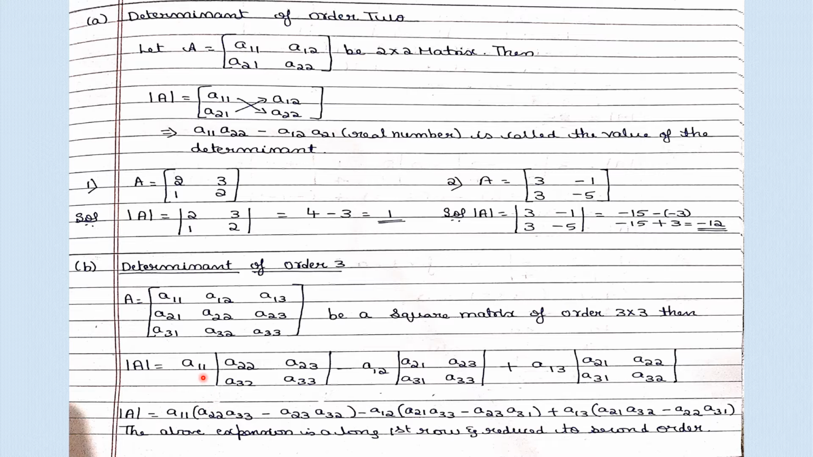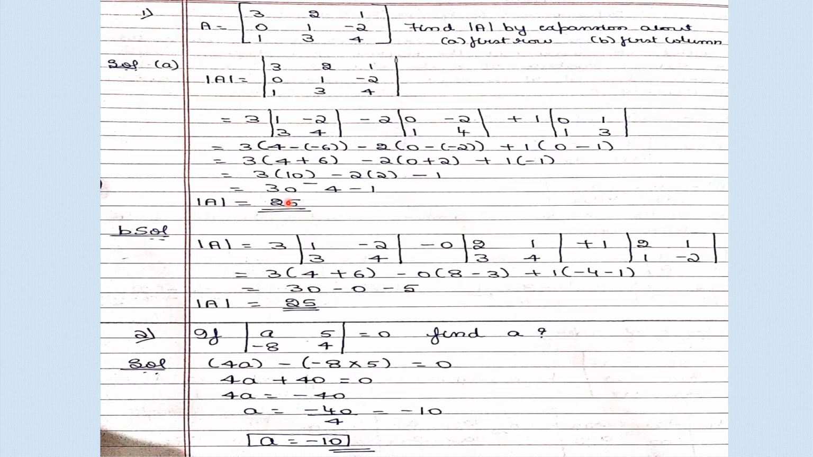So A11, then the same step as the determinant of order 2: A22 into A33 minus A23 into A32. This is how you have to follow. This explanation is given only for the first row. If you take the first column, I will teach you in one of the problems how to take columns too.